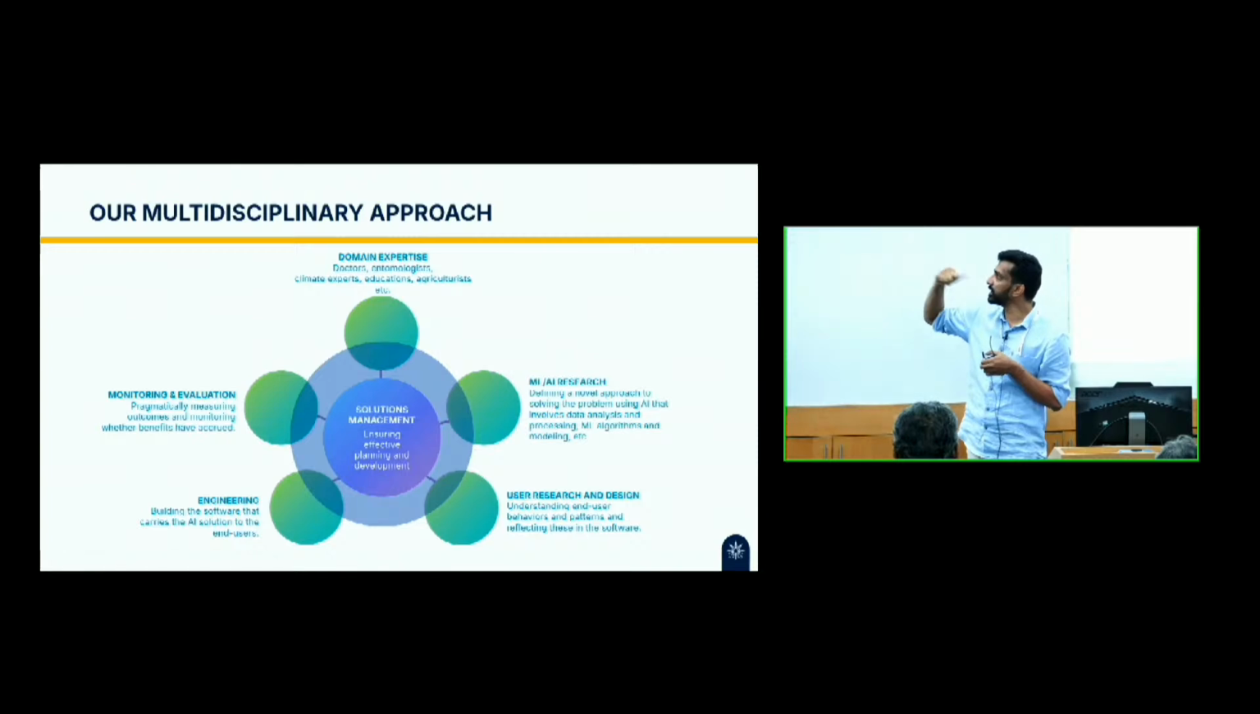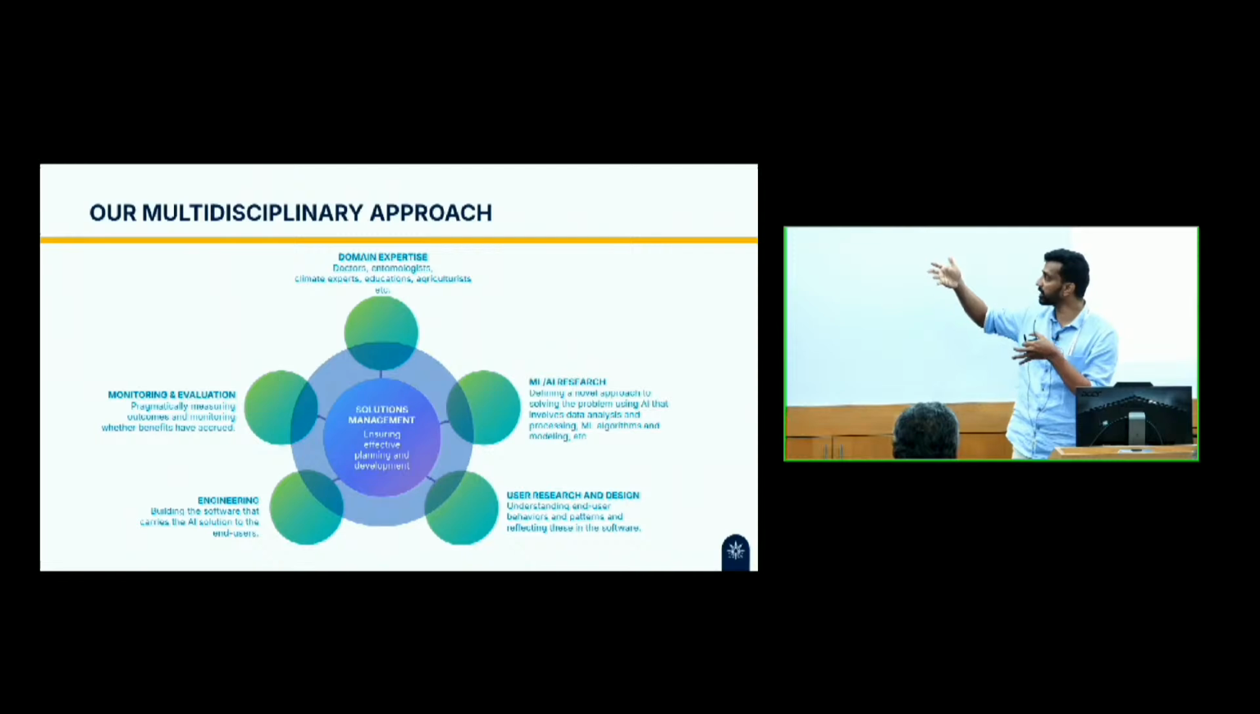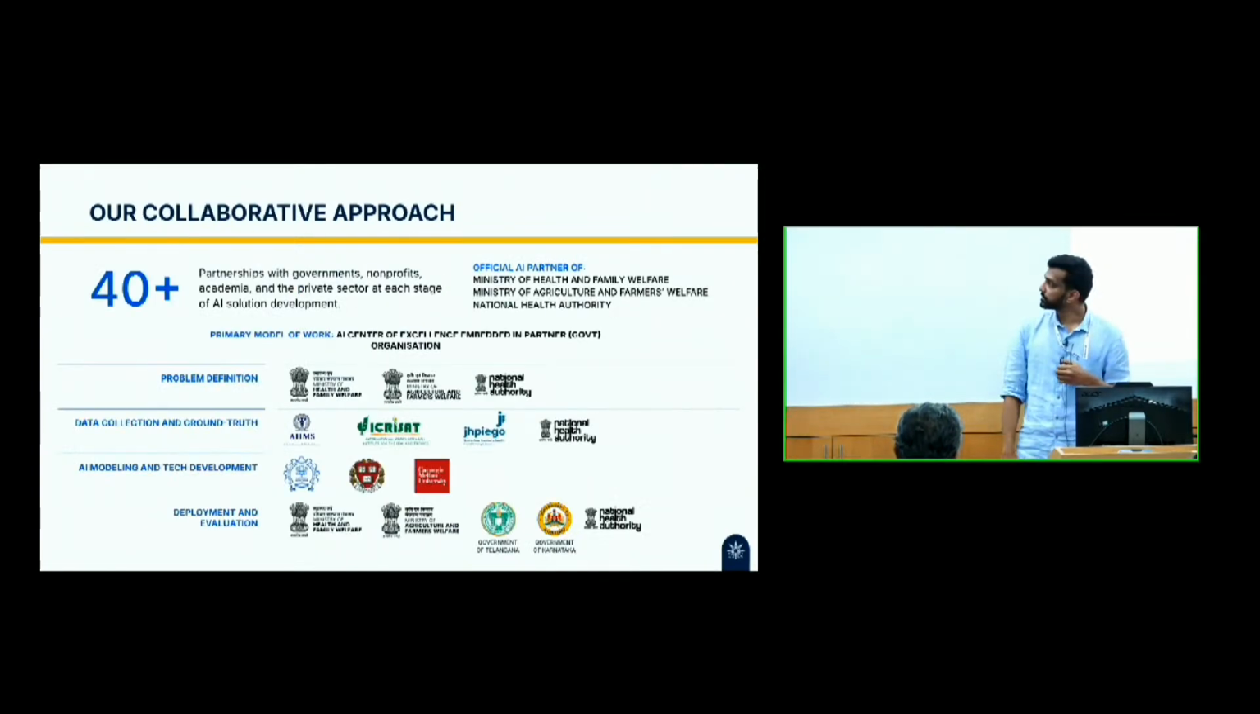And we have domain experts. So if I'm working in the agriculture domain, there is a person who has done a PhD in agriculture who helps me understand the domain better. Similarly, we have public health experts and educationists. We call them the program team. They help us understand the program side better.